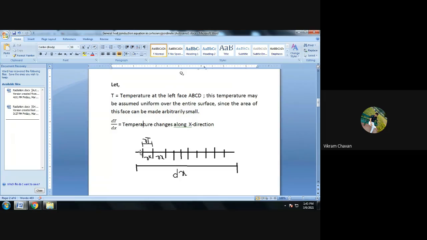For each element, the temperature changes 1 degree Celsius. The change in temperature in a small element will be considered as delta T, because we are dealing with a very small element, so for that purpose we use the operator delta. So delta T is the temperature change in a small element.